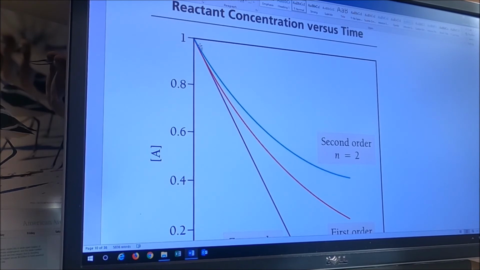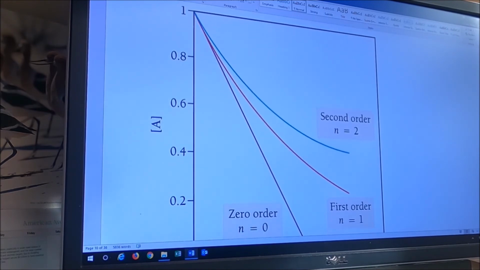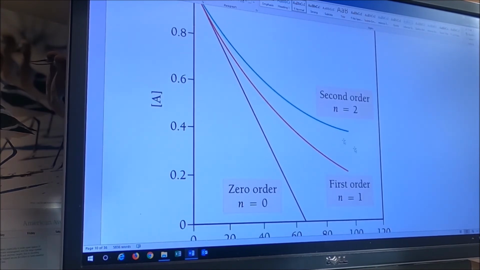Okay, here's a simple zero order process. You can see that concentration as a function of time gives us a nice straight line. If it's first order, it starts to curve. If it's second order, it curves more.